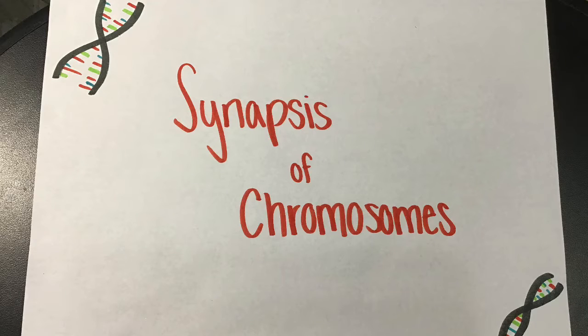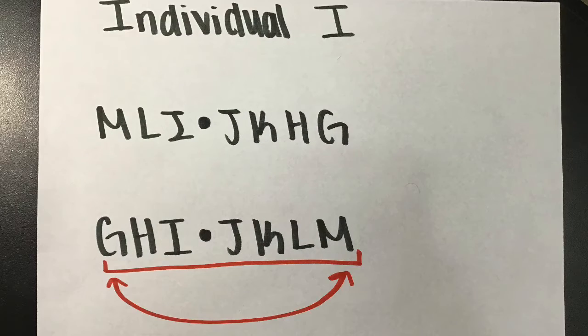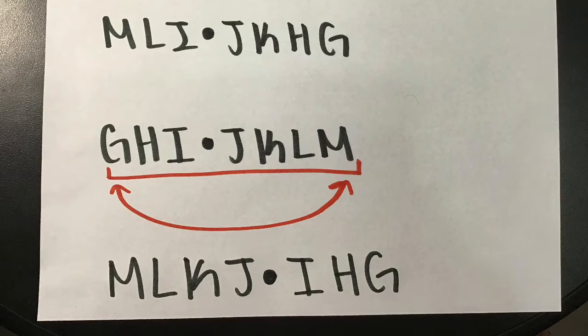Today, I will be explaining the synapses of chromosomes in meiosis given two individuals. Individual 1 has the following chromosomes, MLI.JKHG and GHI.JKLM. The dot in both represents the centromere. Chromosome GHI.JKLM can be flipped to be MLKJ.IHG, since the chromosome order still stays the same.